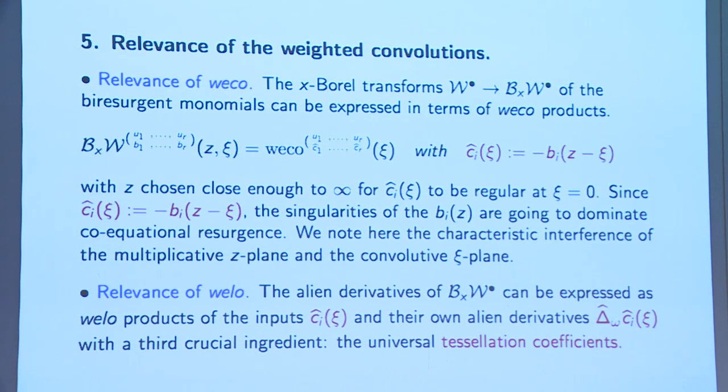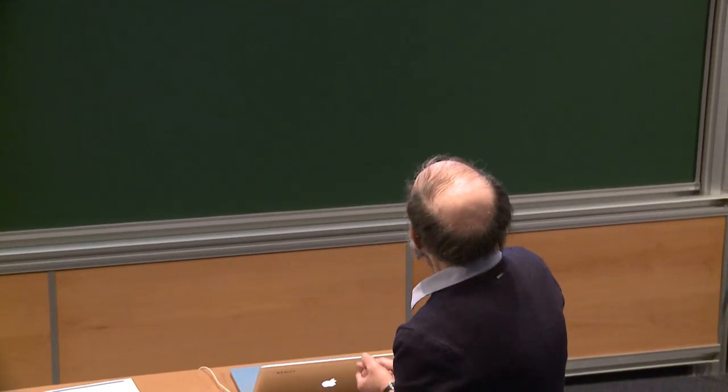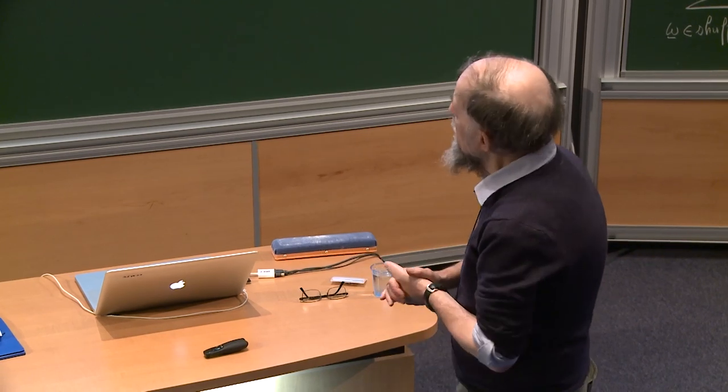Well, the first one, the symmetrical one, it's quite simply that the biresurgent monomials with respect to X, expressed in the Borel transform in the Xi plane, can be expressed as weighted convolutions of these germs. Now this is rather strange. You see these germs, Ci, Xi is in the Borel plane, but it is built from data which originate from the multiplicative Z plane. So we have this very unusual and rather unpleasant jumble of two structures, multiplicative and convolutive. This is of the essence, actually, of coequational resurgence. We cannot help it.